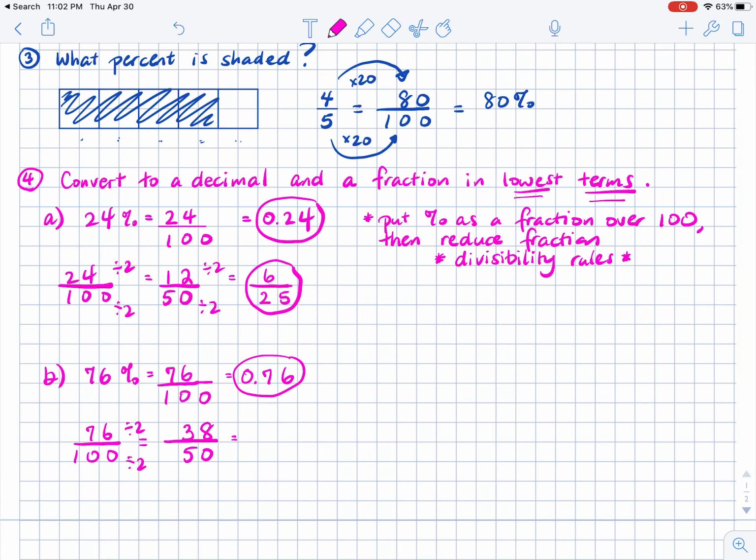Okay, now, I've got 38 over 50 here. It looks like it could reduce even more, so I'm going to divide by 2 and divide by 2 because I know both of them end in an even digit. 38 divided by 2 would give me 19, and 50 divided by 2 would give me 25. So 76% as a fraction in lowest terms would be 19 over 25.